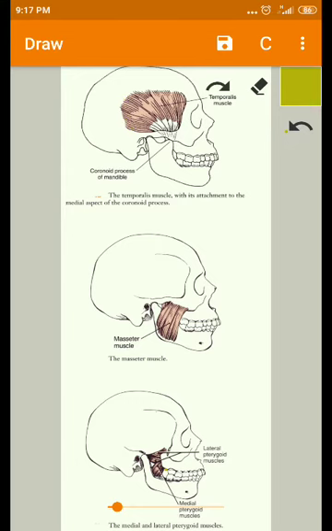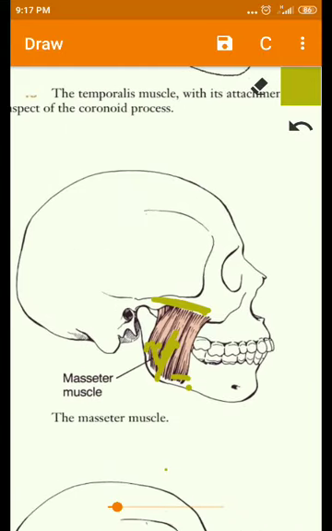Next muscle is the masseter muscle. This masseter muscle is a very thick and also powerful muscle. It attaches superiorly to the zygomatic arch and the zygomatic bone, and its inferior attachment is on the external surface of the ramus of the mandible. This is the external surface.